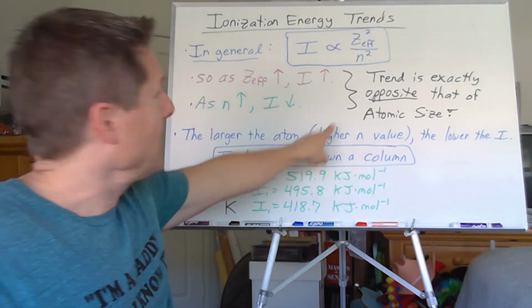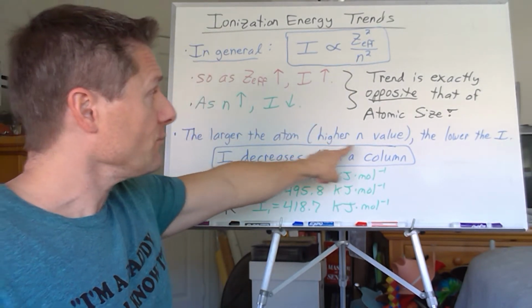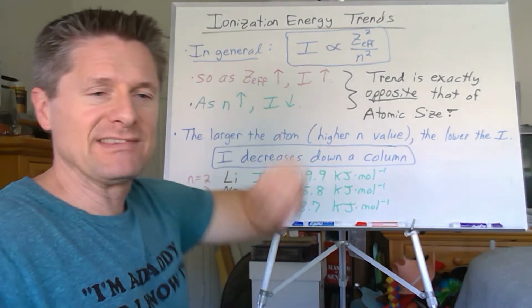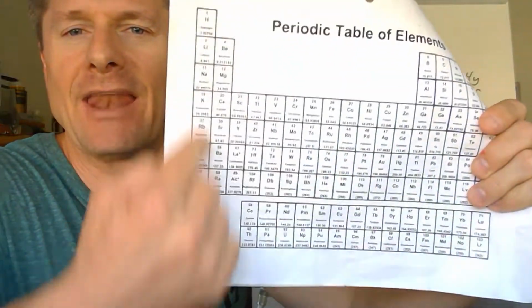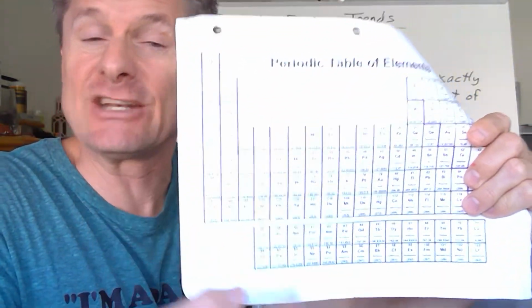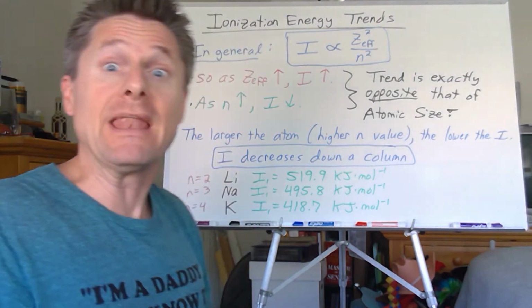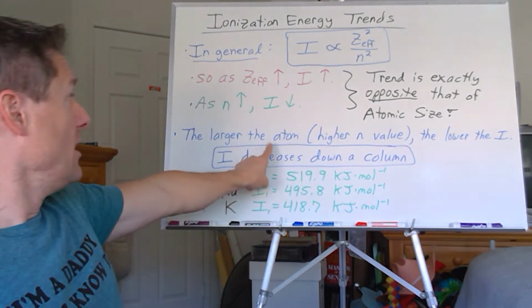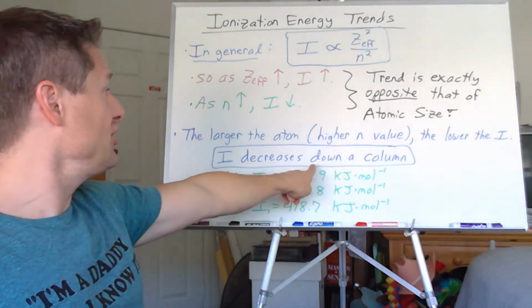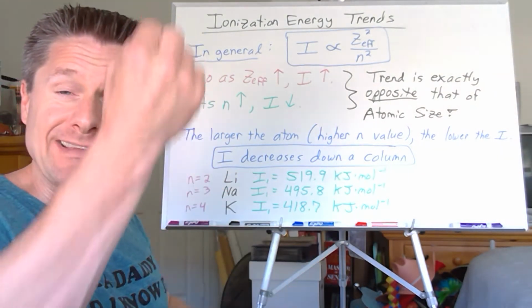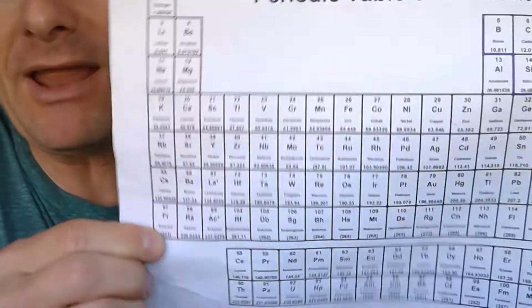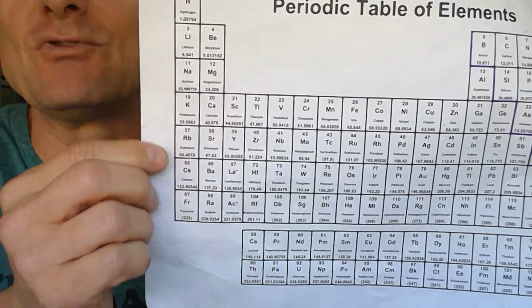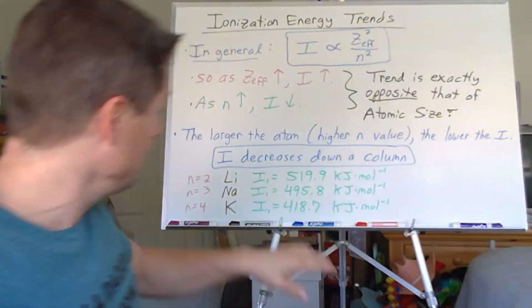So the larger the atom, or the higher the N value, the lower the ionization energy. Remember, Z effective, even though you're adding protons, because of screening, doesn't increase dramatically going down, but N squared makes a huge difference. So N values dominate going down a column. So the larger the atom, the lower the ionization energy, so I decreases going down. So francium should be less than cesium, should be less than rubidium. And here's some numbers to do that.